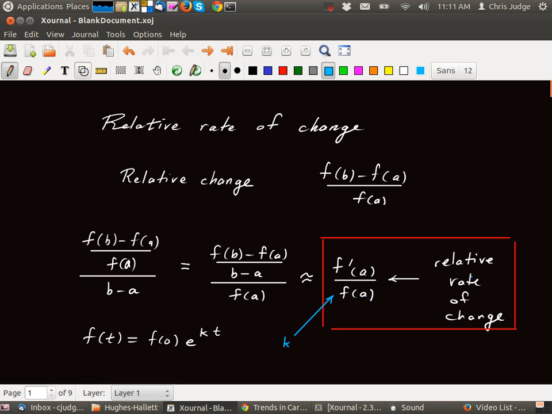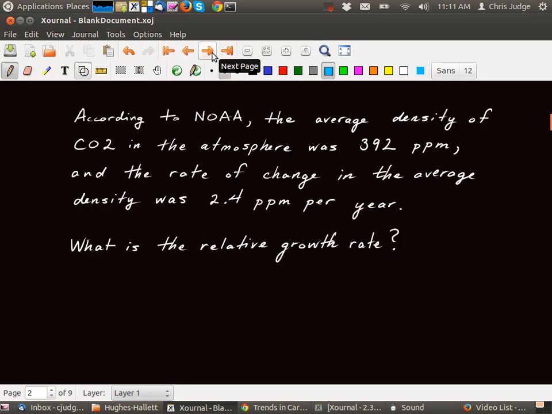Okay, so how is this relative rate of change used in word problems? Let's look at an example. According to the National Oceanographic and Atmospheric Administration, the average density of CO2, carbon dioxide, in the atmosphere was 392 parts per million, which means that out of every million molecules, 392 of them were carbon dioxide. And the rate of change in the average density was 2.4 parts per million per year. Of course, it's a rate of change, so it should be per time period, and this is year. And we're asked, what is the relative growth rate?